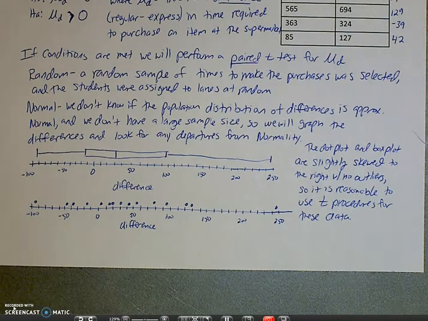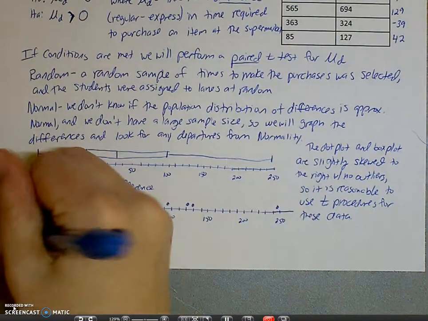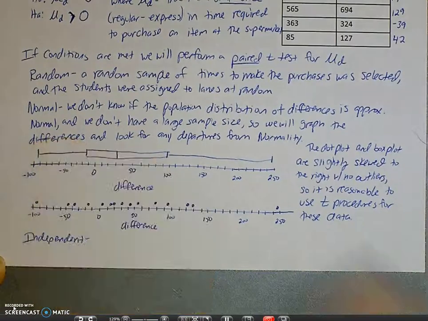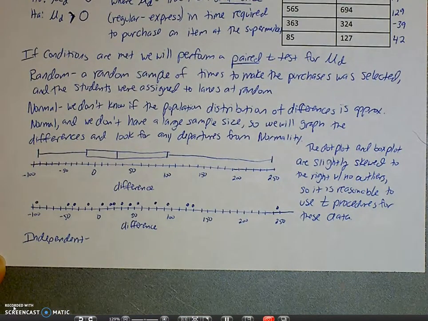Now, the last condition is independence. Here's what we're going to say for that. It's going to be a little bit different than we normally do. So, since we randomly selected the times to conduct the study from an infinite number of possible times, the differences then should be independent. We don't really need to worry about the 10% condition here.